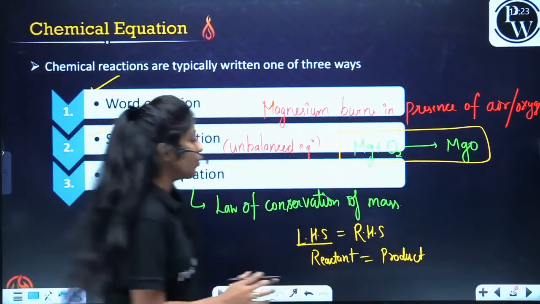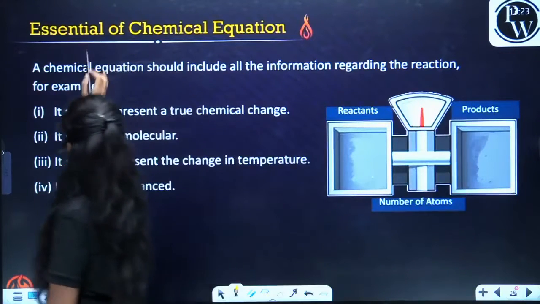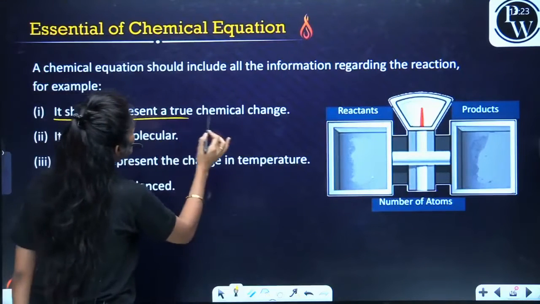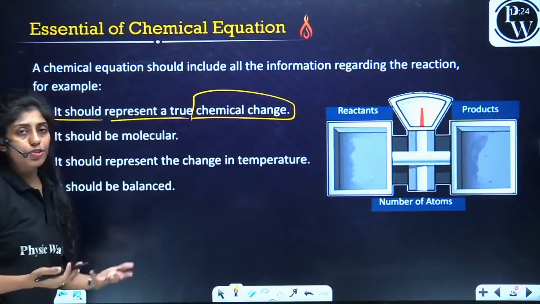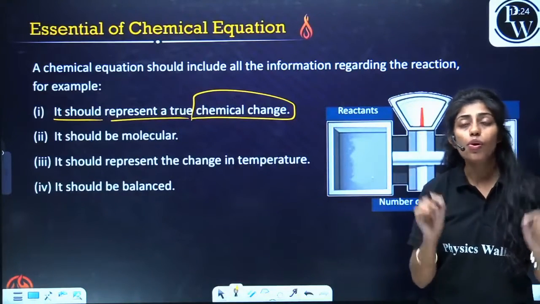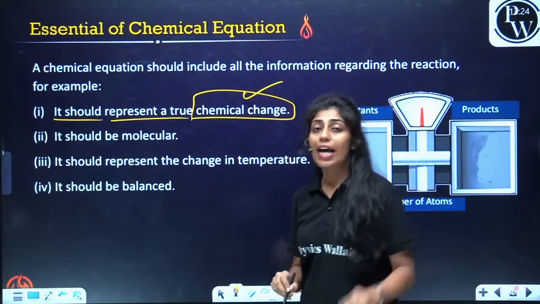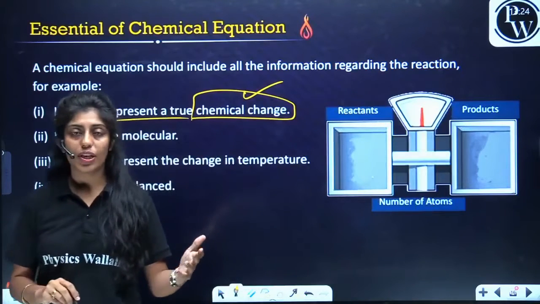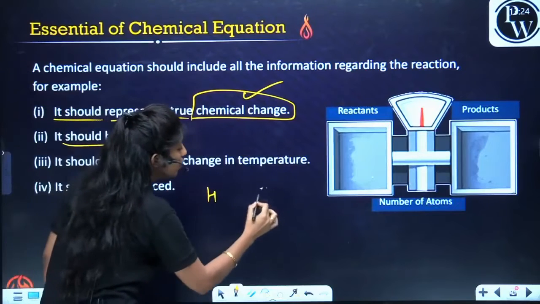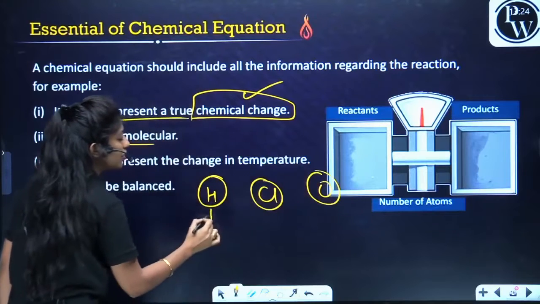Great to go. Now, let's see the essentials of a chemical equation. For a chemical equation, it is required that it should represent a true chemical change, whatever we were discussing in chemical change and physical change. So for a chemical equation to be written, there should definitely be a chemical change occurring. Now, number 2, it should be molecular. That means hydrogen, chlorine, oxygen. In which state do they exist? Let me know, my dear students.